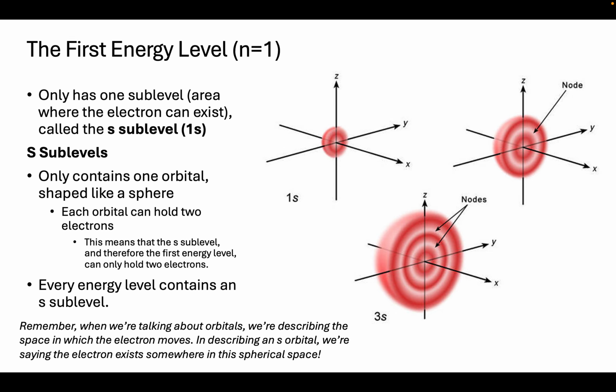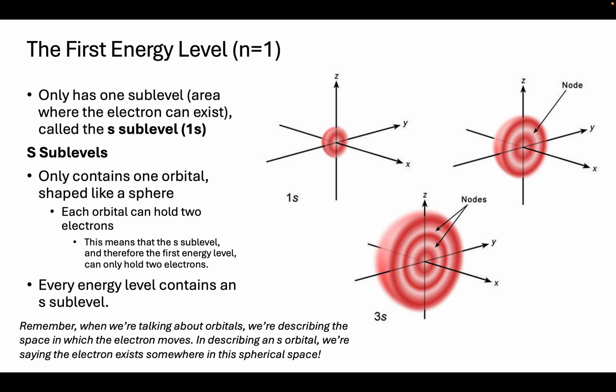Remember, that's an area where the electron can be, and that's called the S sublevel. You can see we would abbreviate that as 1S, 1 for the first energy level, S for the S sublevel. S sublevels only contain one orbital, and that orbital is shaped like a sphere. If you look on the picture on the right, you can see the 1S, 2S, 3S, they just get bigger. Each orbital can hold 2 electrons. So putting together everything we've just learned, that means that the S orbital can hold 2. That's the only sublevel in the first energy level, and that means that the first energy level can only hold 2 electrons maximum.